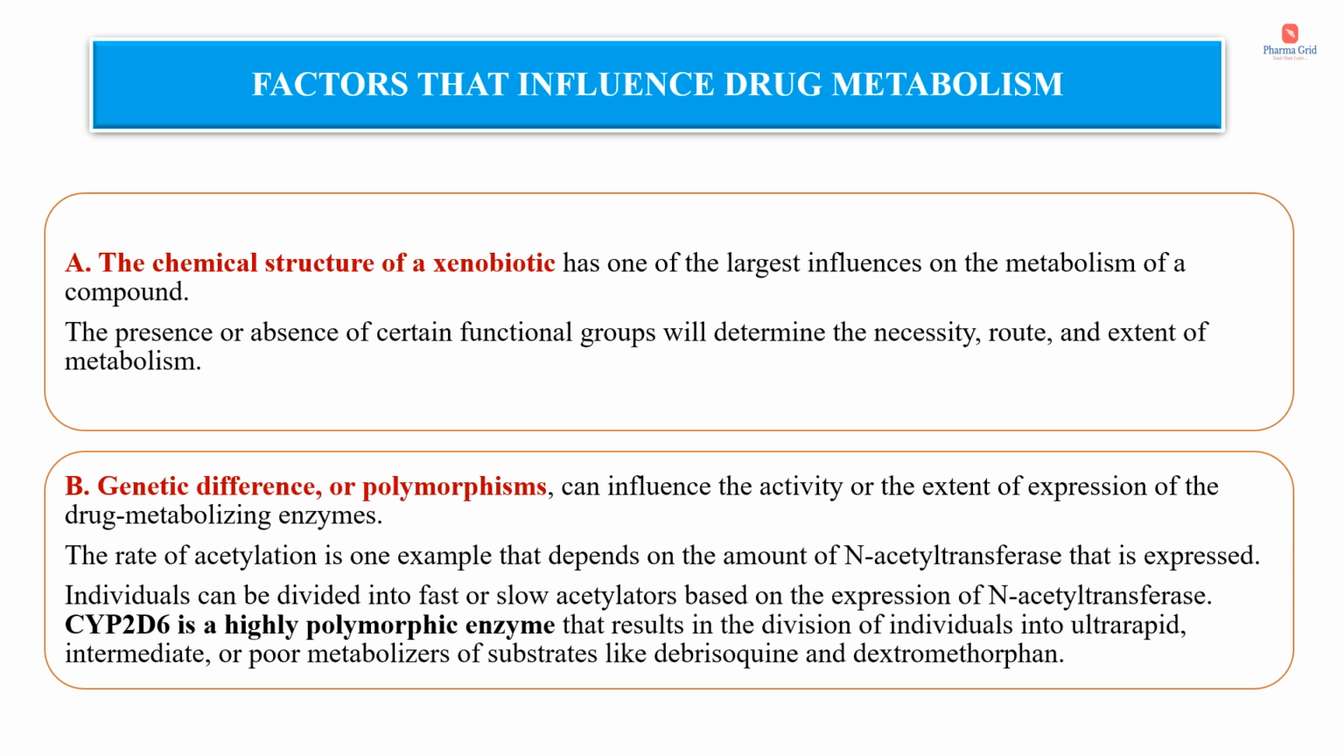Individuals can be divided into fast or slow acetylators based on the expression of N-acetyltransferase. CYP2D6 is a highly polymorphic enzyme that results in the division of individuals into ultra-rapid, intermediate, or poor metabolizers of substrates like debrisoquine and dextromethorphan.